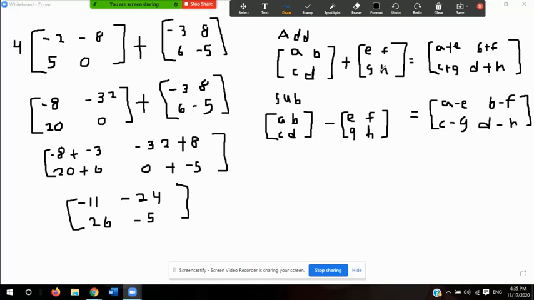So again, all I did for that last example, guys, is I multiplied 4 times negative 2, which is negative 8, 4 times negative 8, which is negative 32, 4 times 5, which is 20, and 4 times 0, which is 0. Then I added negative 8 plus negative 3, which is negative 11, negative 32 plus 8, which is negative 24, 20 plus 6, which is 26, and 0 plus negative 5, which is negative 5. And that is how we work with basic matrix operations.